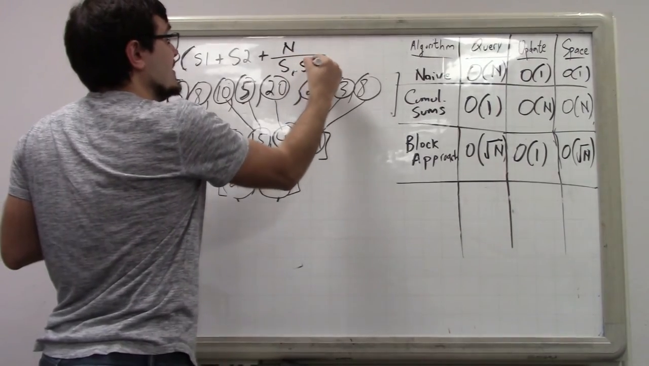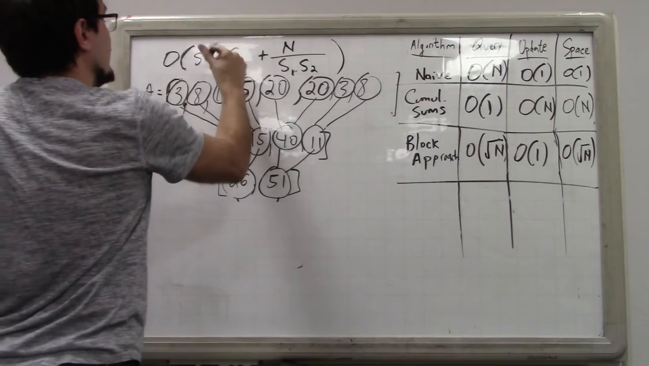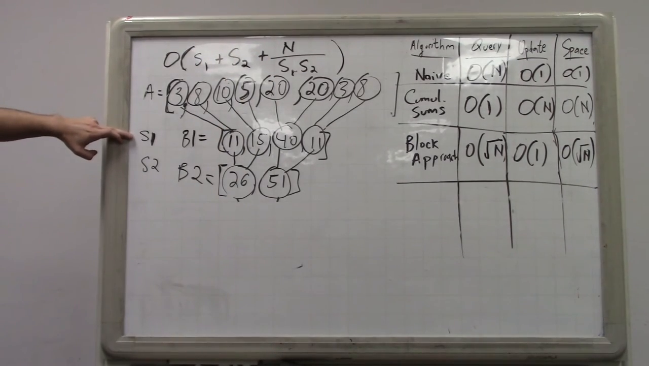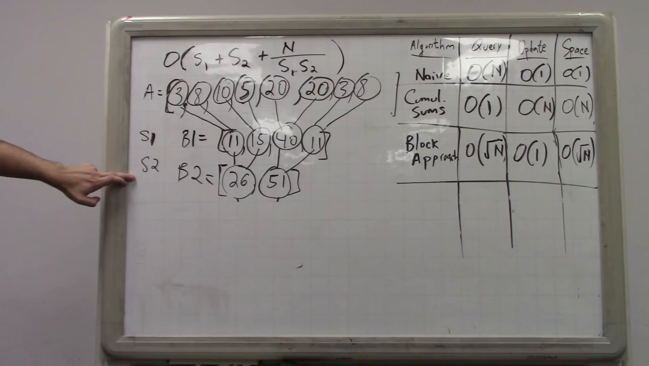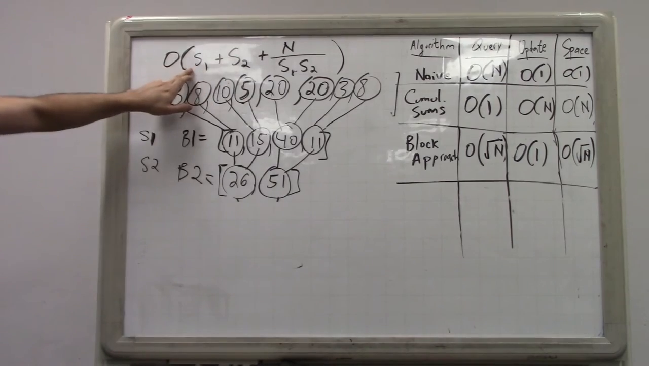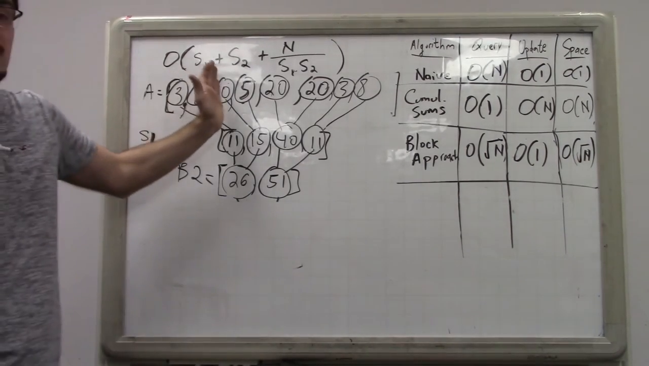Right? Does that make sense? Yeah. So basically, if you have an aggregation by a factor of s1 here, and an aggregation by a factor of s2 here, by the time you get down to the final array, this is the size. And this is the number of elements that are partially covered in the first array, so you have to visit them in the base array.